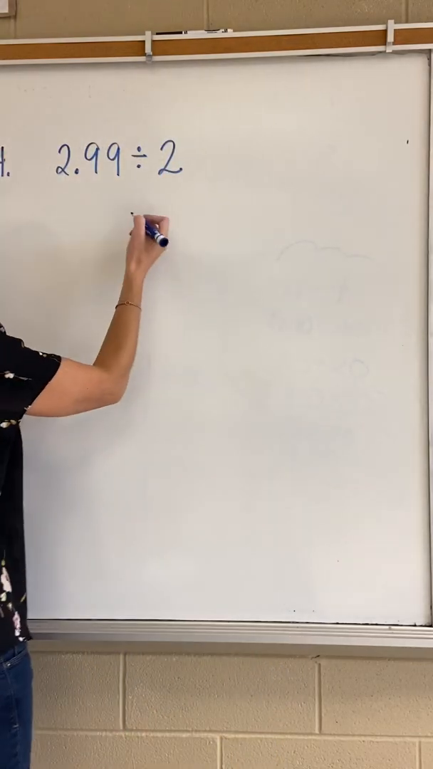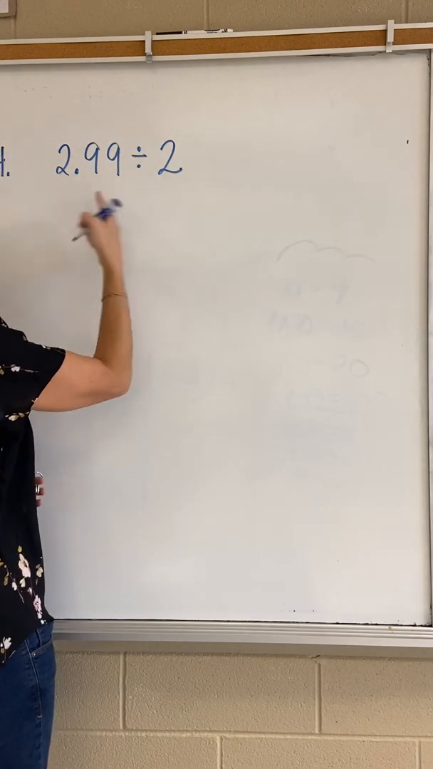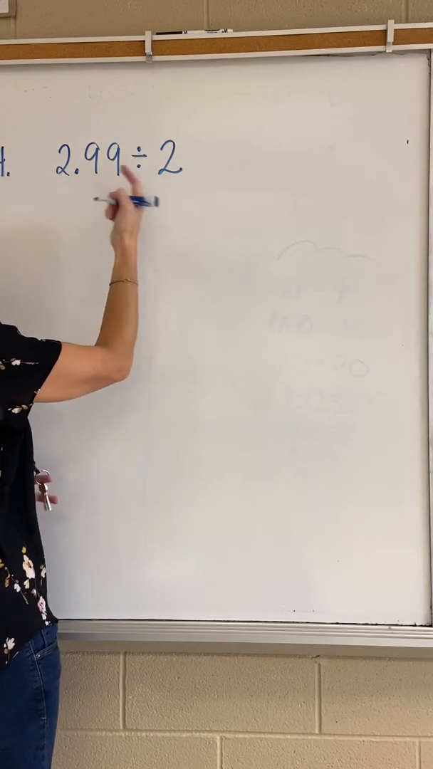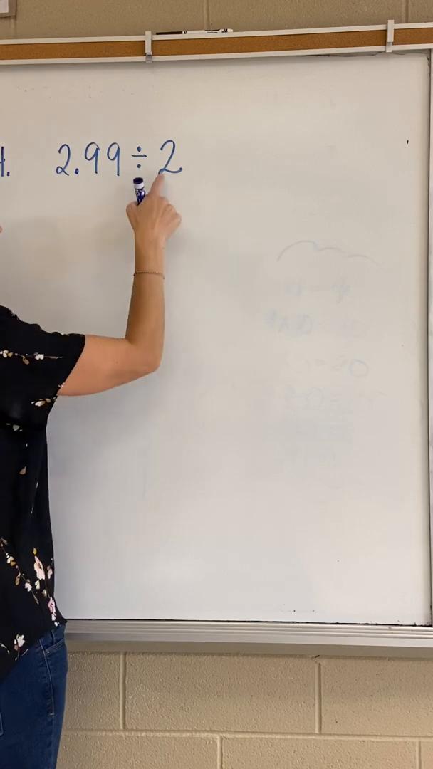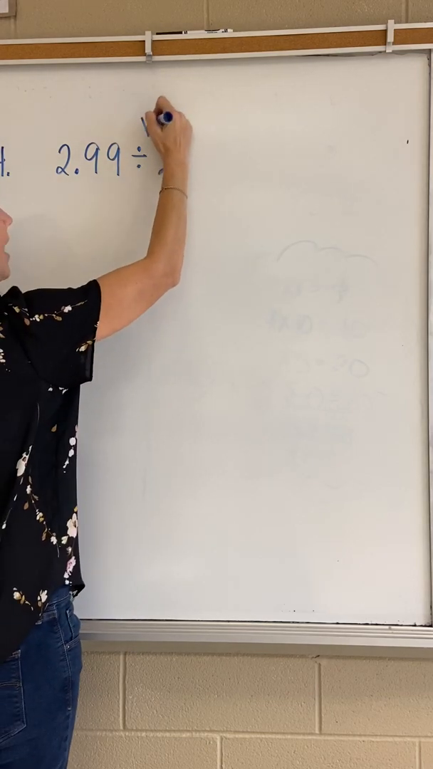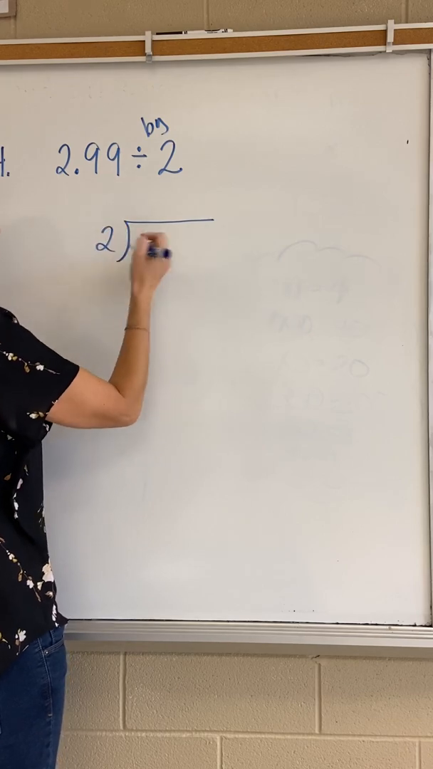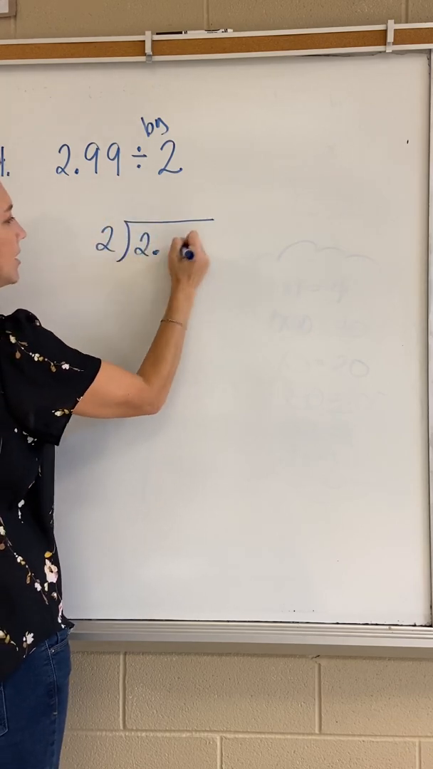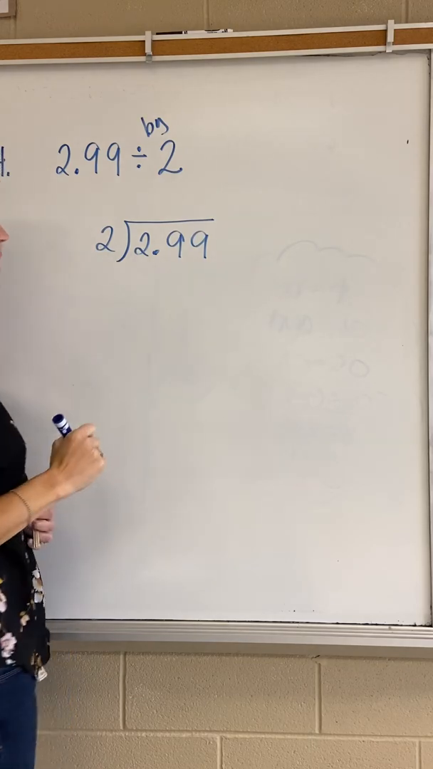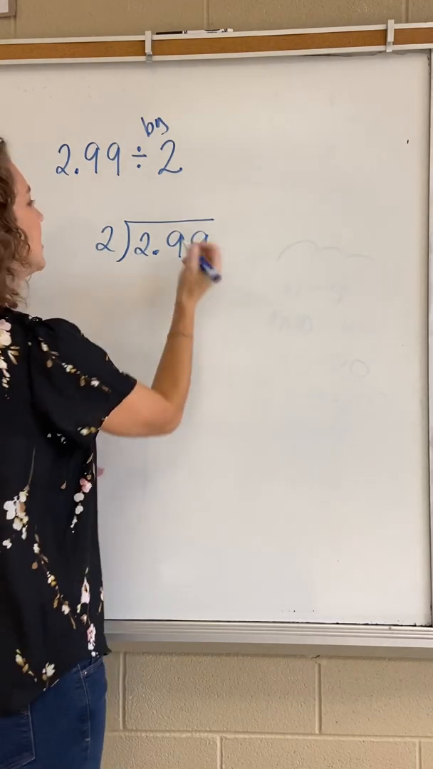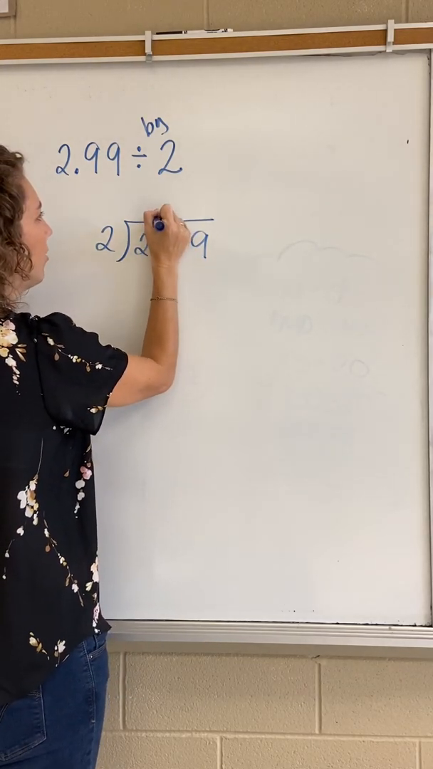All right, so we have $2.99, or 2 and 99/100, divided by 2. So remember, if we divide by 2, when we set it up, the 2 goes on the outside and the $2.99 goes on the inside. Now, let's push that decimal up. This is the standard algorithm.